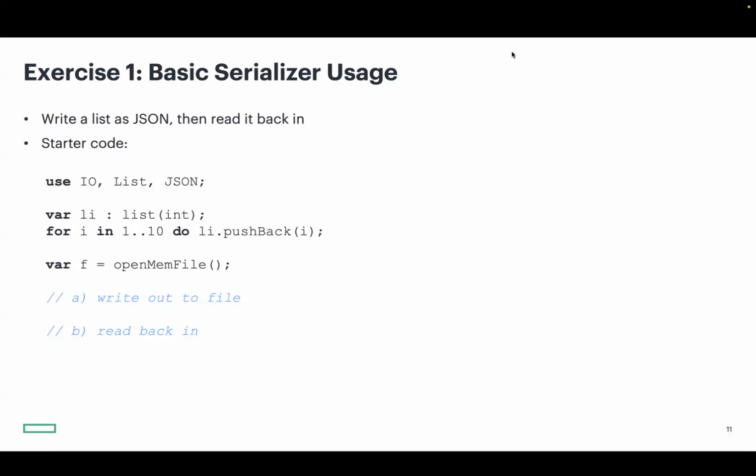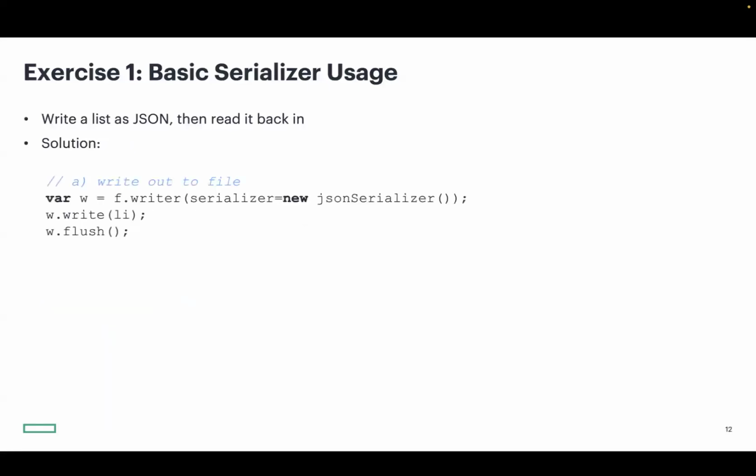All right, go ahead and give you half the solution here. Part A, writing this out to a file: create a writer, pass in a new JSON serializer by name to the serializer argument, and write it out. Flushing the file is a good practice in this instance. Give this another few moments.